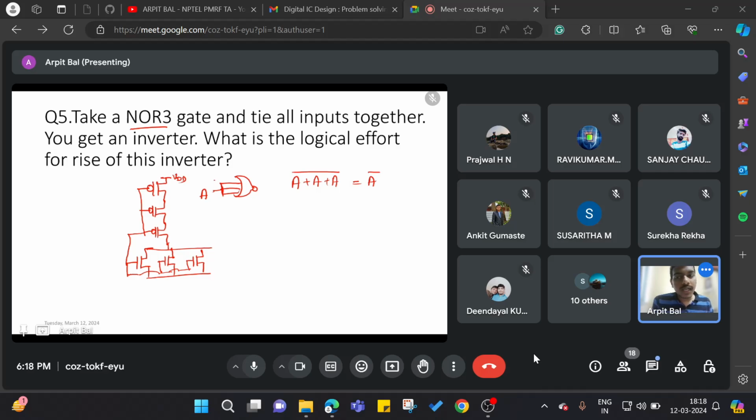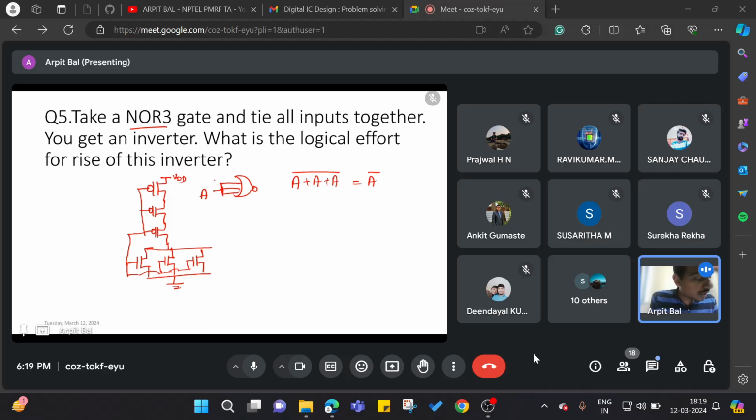Let us say you have a very complicated gate with a bunch of inputs. Then to observe that it is an inverter, if you go on observing, if I feed a 1, then the output is 0. If I feed a 0, then the output is 1. It is quite complicated. So better you can directly use the equations and see if you apply an input X and you are getting an output X bar. Okay, then that will be an inverter. Yeah, so moving back to the question, what is the logical effort for rise of this inverter?